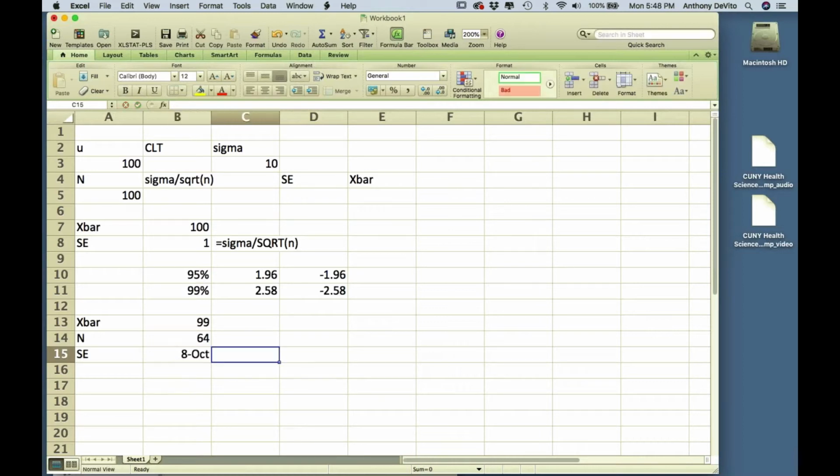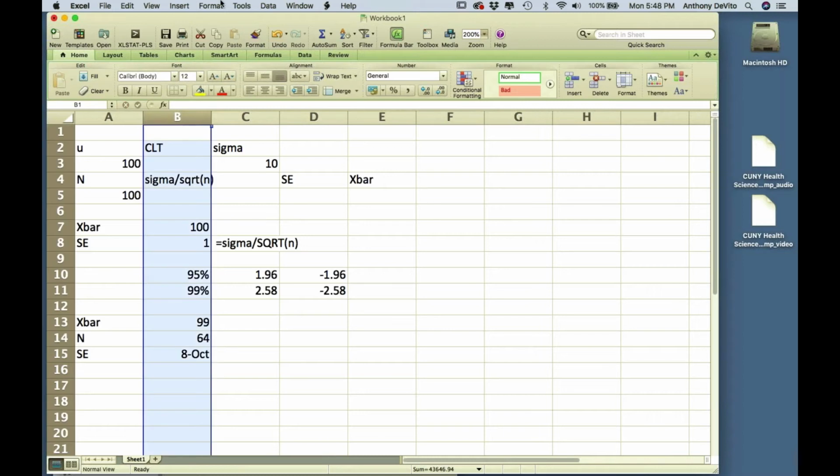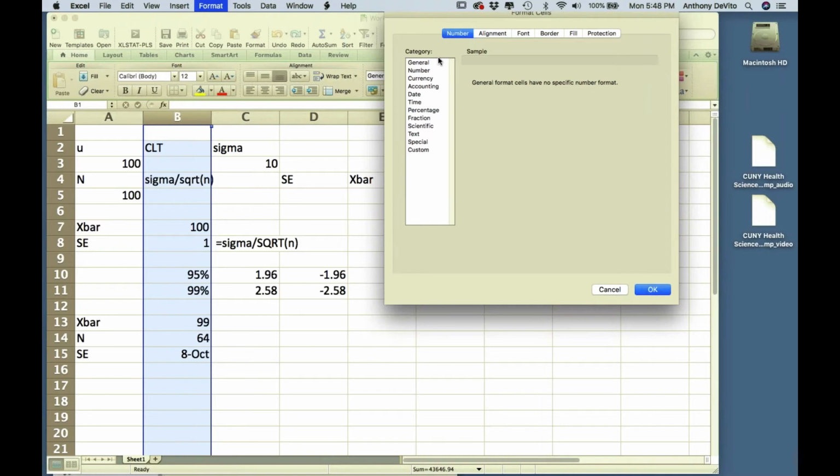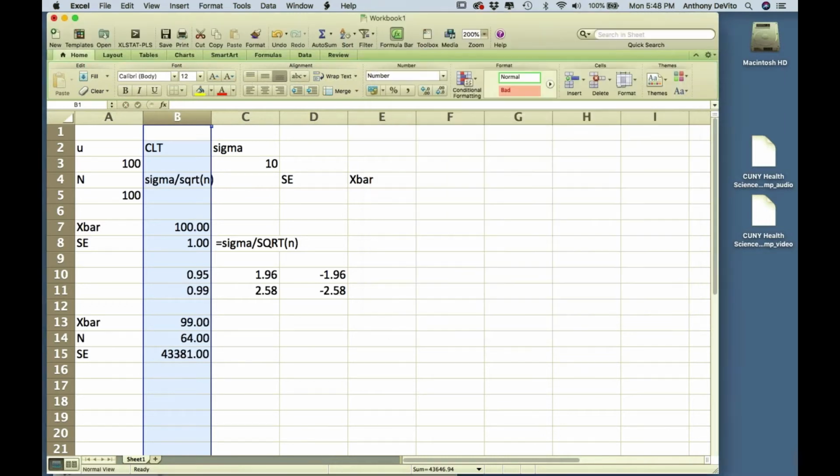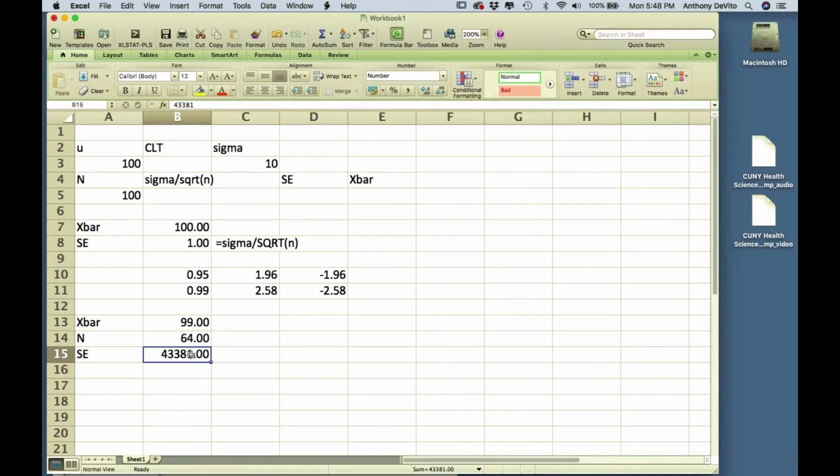So our standard error in that case equals 10 divided by 8. It's a formatting issue. Let me just format this as numbers. Okay, there we go. Standard error is going to be equal to 10 divided by 8, excuse me. It's going to be equal to 1.25.